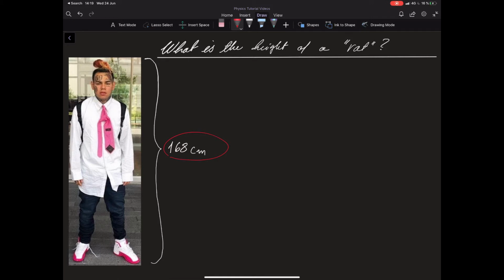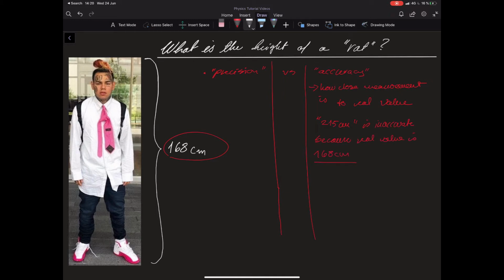Now, we often evaluate measurements in terms of their precision and accuracy. What's the difference, you ask? Well, accuracy is how close a measurement is to the real value of what is being measured. For example, if you measure the height of a rat and find him to be 215 centimeters tall, this is obviously wrong. The measurement is thus inaccurate.